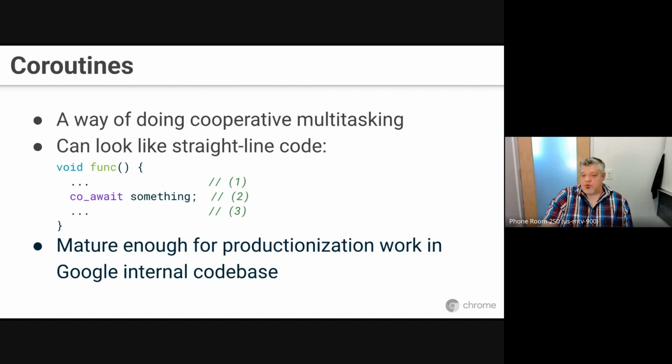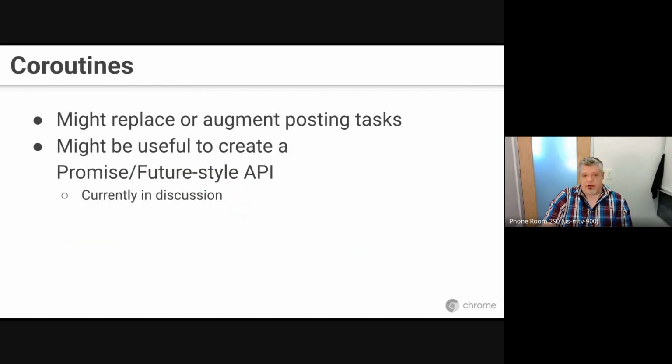So how might we use this in Chrome? Well, I already mentioned that we might augment or even fully replace posting tasks with this. Somehow, you could imagine turning a lot of post task and reply into some kind of a co-await. Or we might use this to create some kind of new promise or future style API.